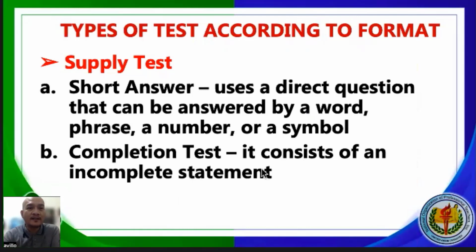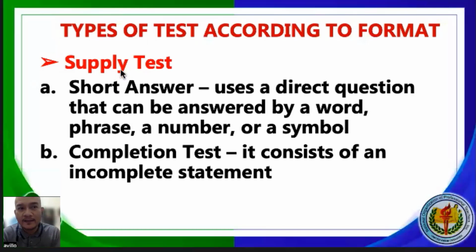Completion type, it consists of an incomplete statement. Gaya ng example ko kanina. The 7 Emirates of the UAE are blank, Dubai, blank, blank, Ras Al Khaimah, blank. Ibig sabihin na-arrange siya from Abu Dhabi papuntang Fujairah. So, yung mga wala doon, sulat mo na lang. So, you are completing the statement. That is a completion type of test. Okay?